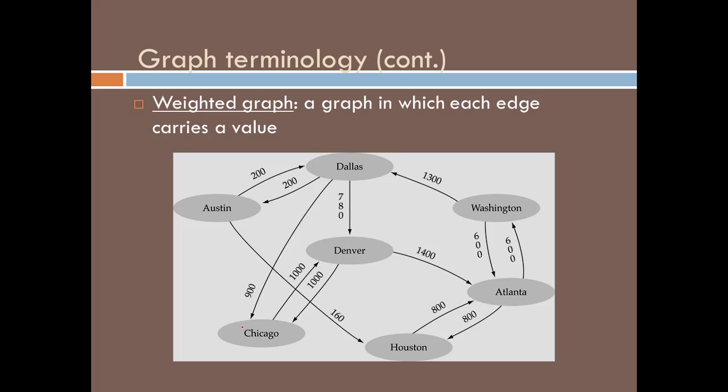Similarly, Chicago has value 100 towards Denver. It may be the distance between Chicago and Denver of 1000 kilometers, and of course there is a road back from Denver to Chicago of 100,000 kilometers as well. Similarly, from Washington to Dallas there is a road of 1300 kilometers, for example, and there is no road back from Dallas to Washington. So we can annotate these graphs with different values according to our need.